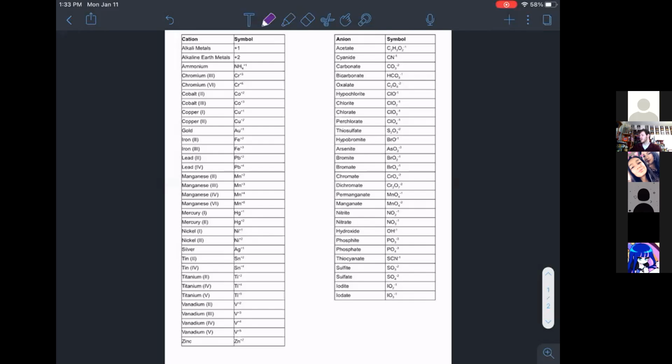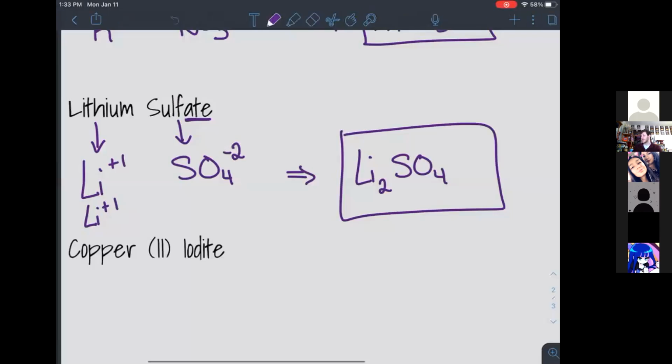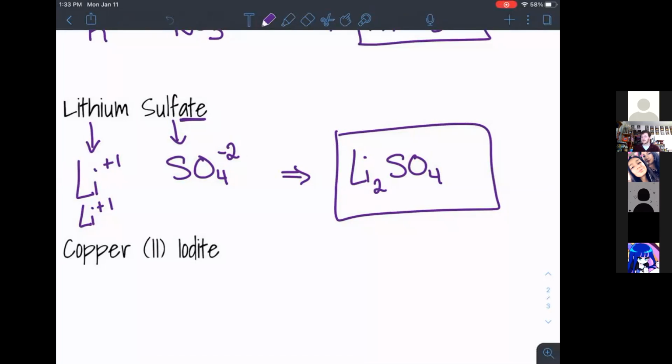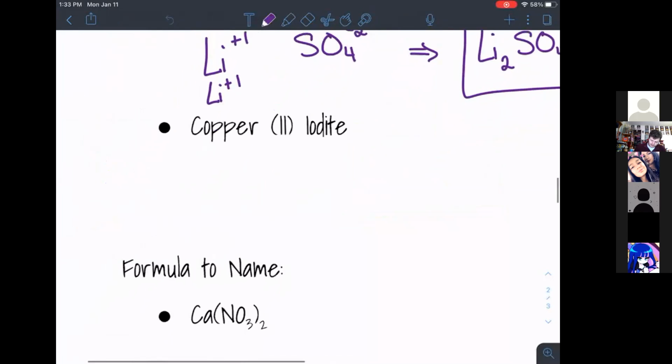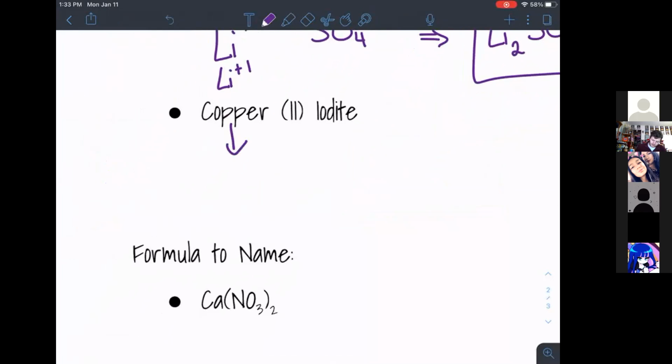All right, ladies and gentlemen. So the next one, that was copper 2 iodite. Can anybody tell me what the element symbol for copper is? Cu. Cu, perfect. What about iodite?